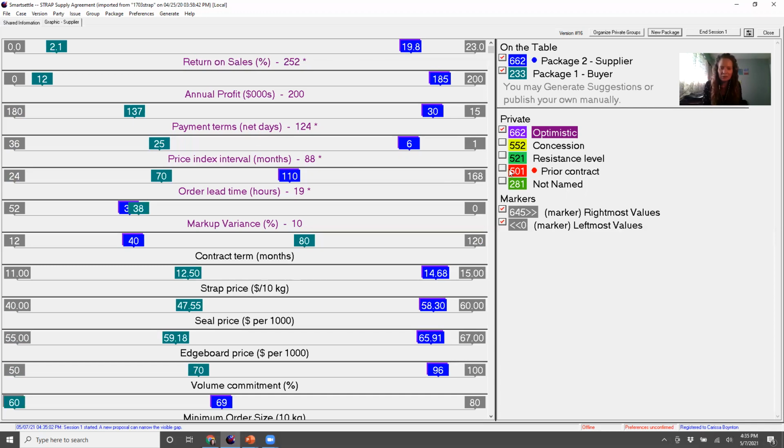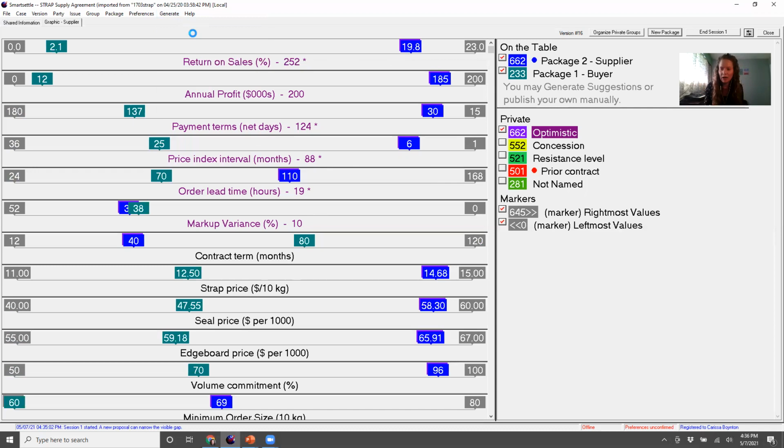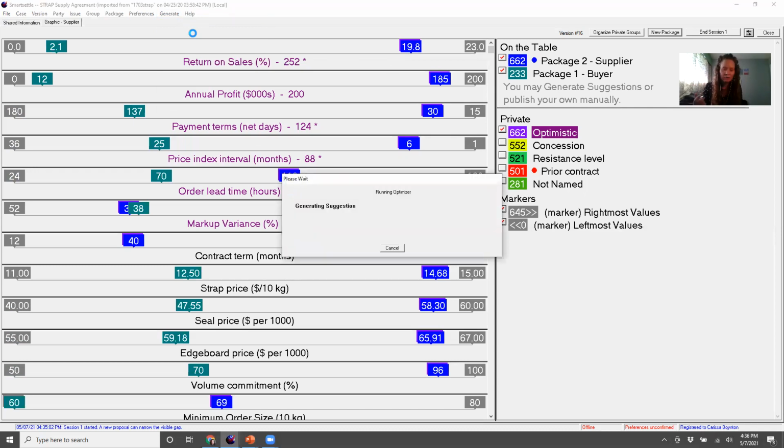So you can see that once you've got your preferences well represented here, analyzing options and proposals that come in is very, very quick and very, very easy. So the next thing we're going to do is generate some suggestions. You remember from the graph there that Smartsettle Infinity can generate suggestions for solutions, and they are going to fall in between the optimistic proposals of the supplier and the buyer.